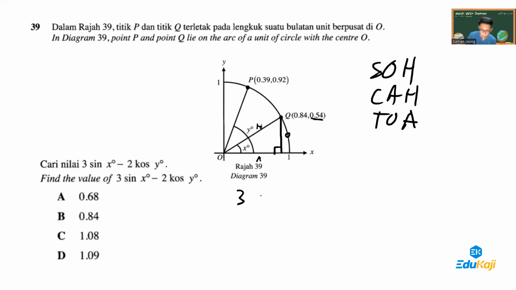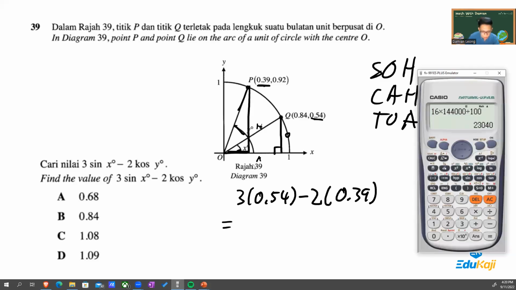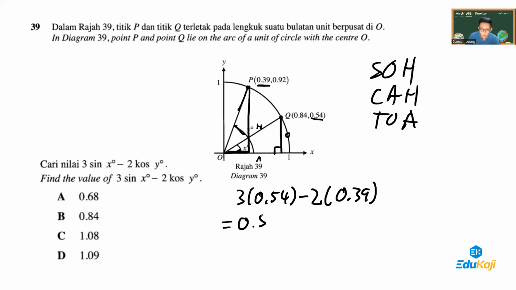So 0.54 over 1 means 3 times 0.54 minus 2 times cos y. Cos y here is a bit like that. Cos is adjacent over hypotenuse. Adjacent is 0.39. So 3 times 0.54 minus 2 times 0.39, I get 0.84. Answer B.